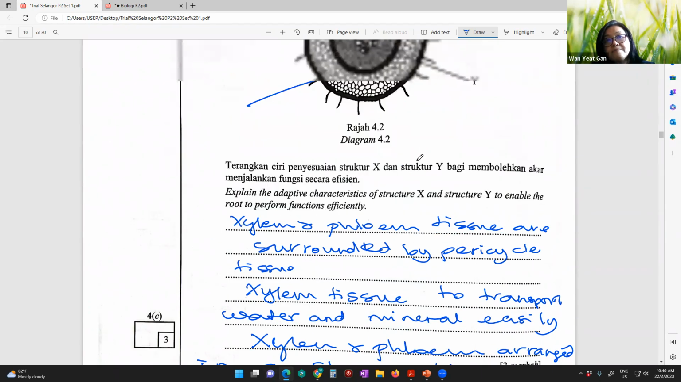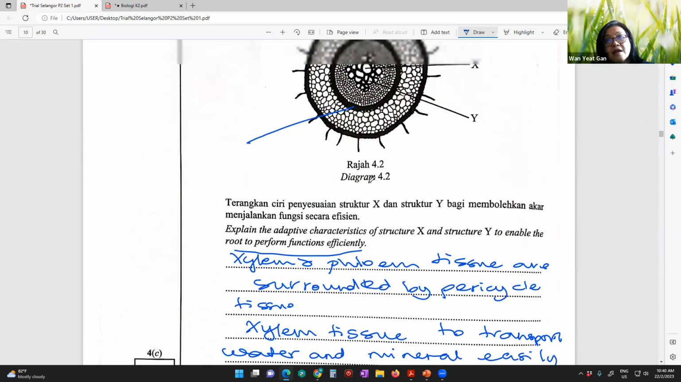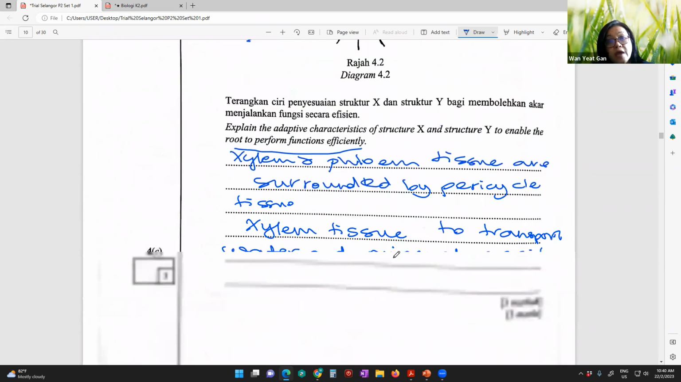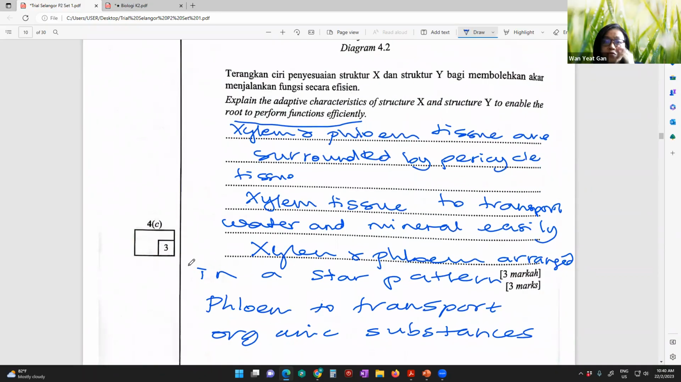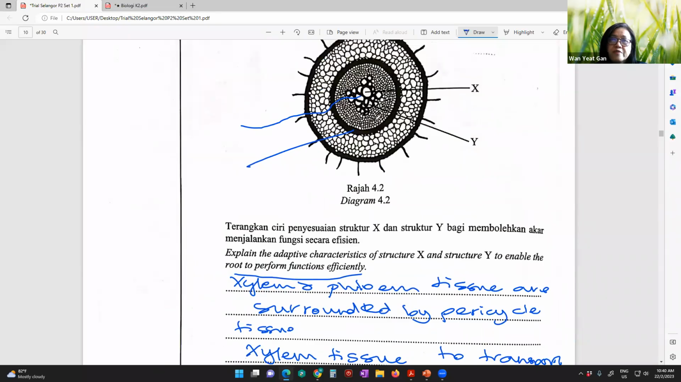So here, because they are looking at how xylem and phloem can function efficiently, the pattern in which they are arranged allows water to continuously diffuse into the xylem, which is in the middle. So that allows the xylem to carry out its function. And also the phloem is able to transport the organic substances. So both these tissues are located at the center of the root. Okay.